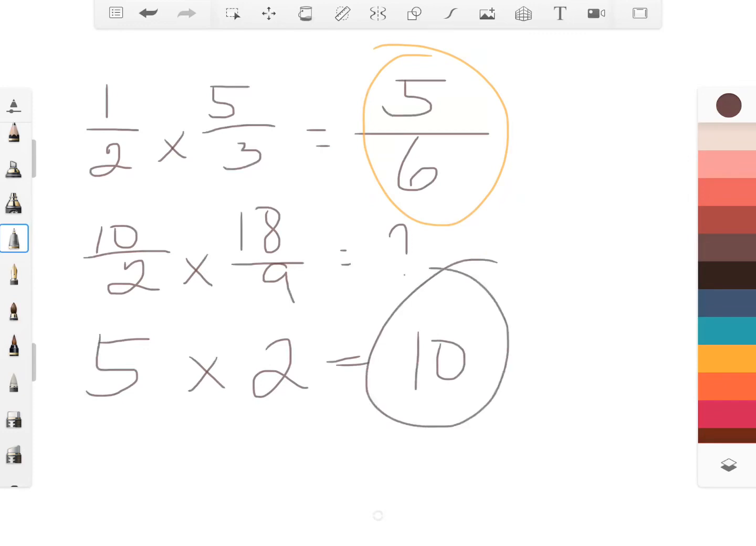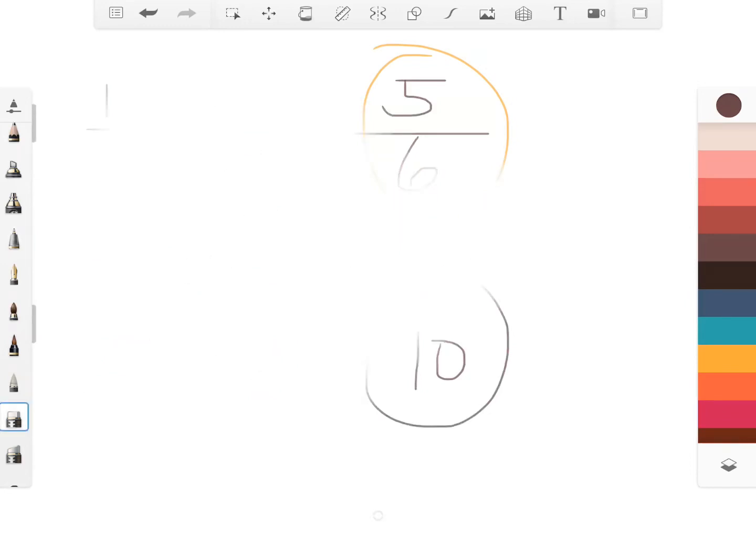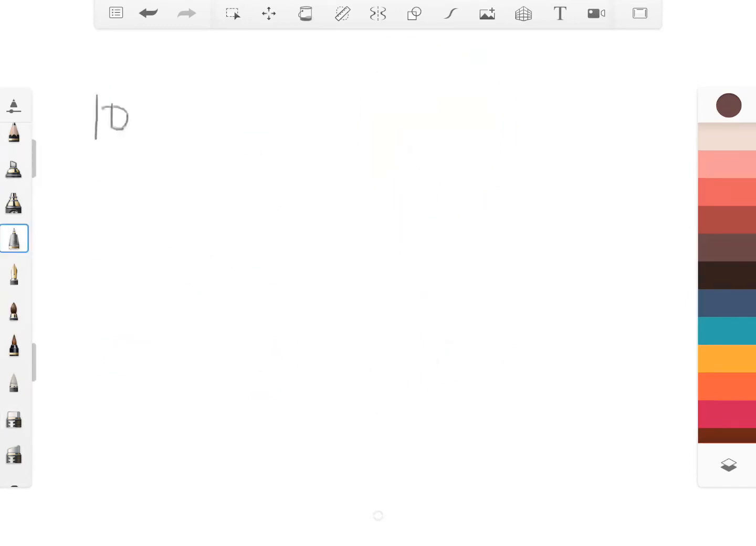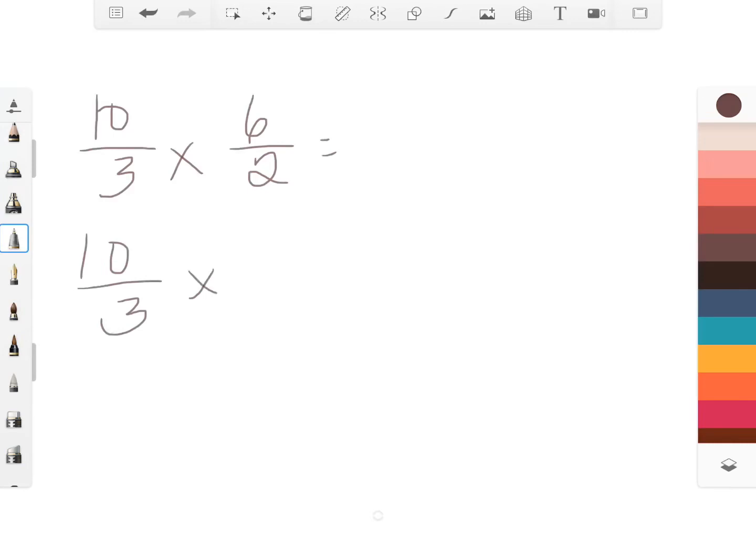So let's try another example. 10 over 3 times 6 over 2. Well, for 10 over 3, the first fraction, we cannot divide it without a remainder. So let's keep it as it is. However, we can do so for 6 and 2. So 6 divided by 2 is 3. Remember, guys, if it's a whole number, it's understood that its denominator is 1.